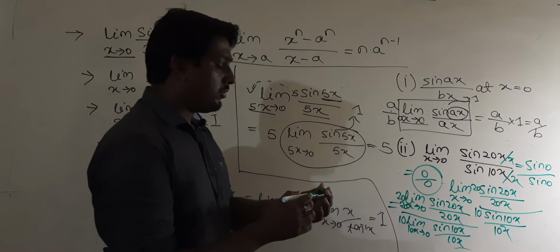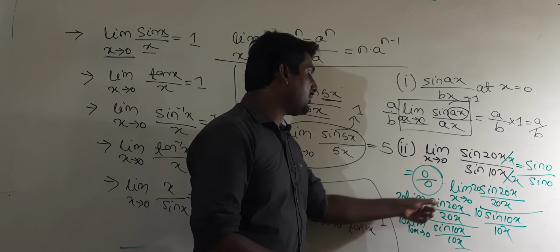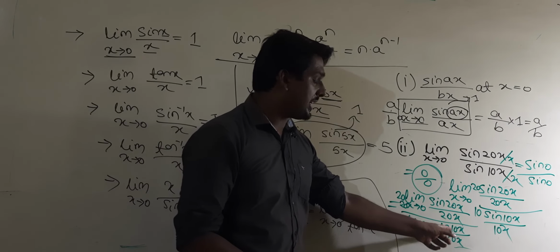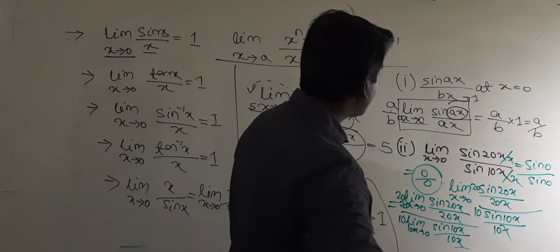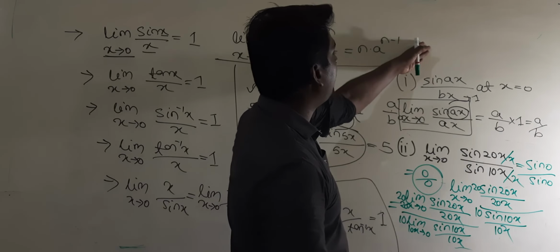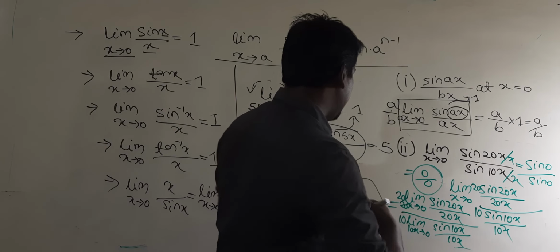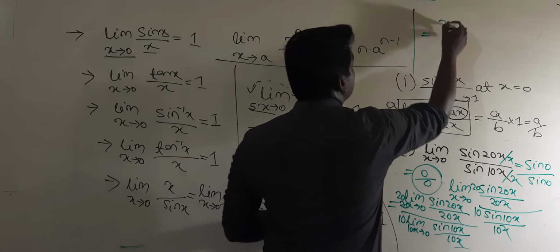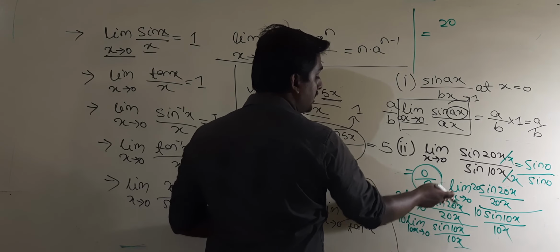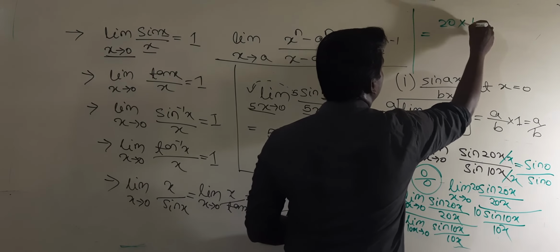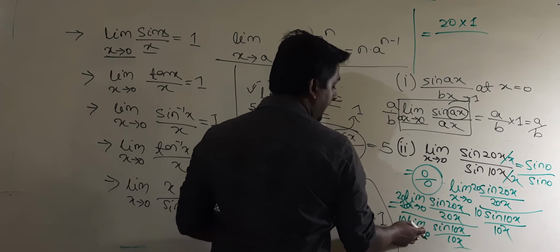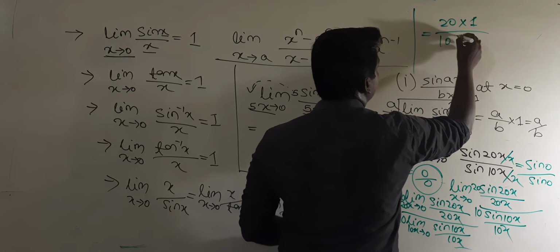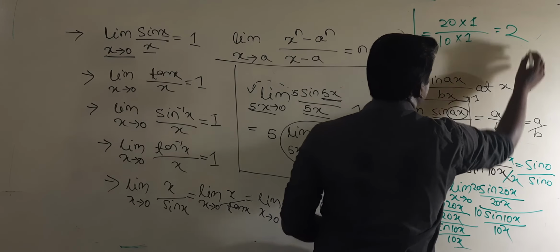And as you know, limit x tends to 0 sin x by x is equal to 1. Over here limit x tends to 0 sin x by x is equal to 1. So the value will become, I am writing it over here in the green ink, 20 into limit 20x tends to 0 sin 20x by 20x, which equals 1, divided by 10 into limit x tends to 0 sin x by x, that would be equal to 1. So the answer will be 2.